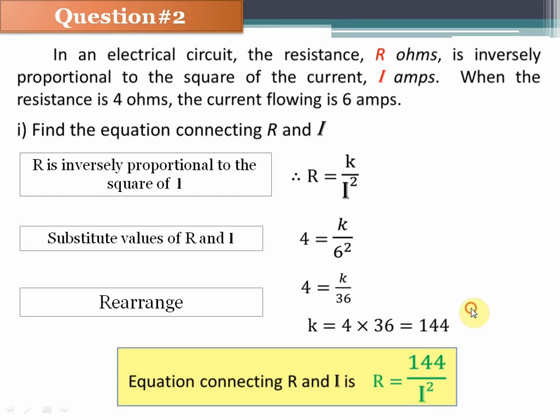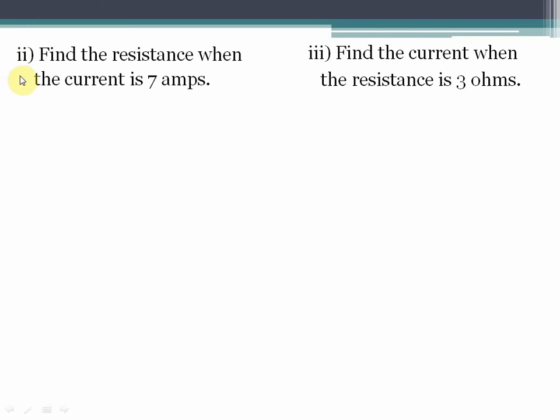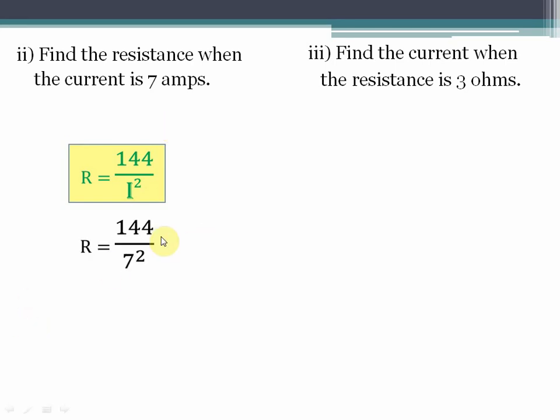Now moving on to the second part of the question: find the resistance when the current is 7 amperes. Now they gave us the current I is equal to 7. We have to write the equation first. R is equal to 144 over I squared. The value of I is 7. So the equation becomes R is equal to 144 over 7 squared. So R is equal to 144 over 49, which becomes 2.94 ohms. The resistance in this circuit is 2.94 ohms.